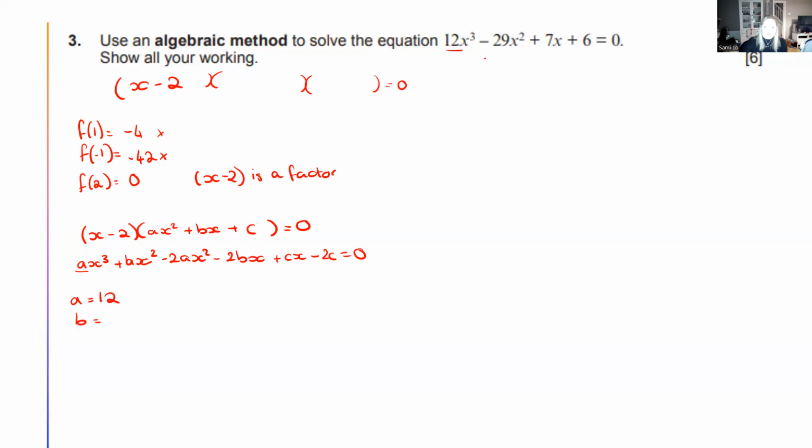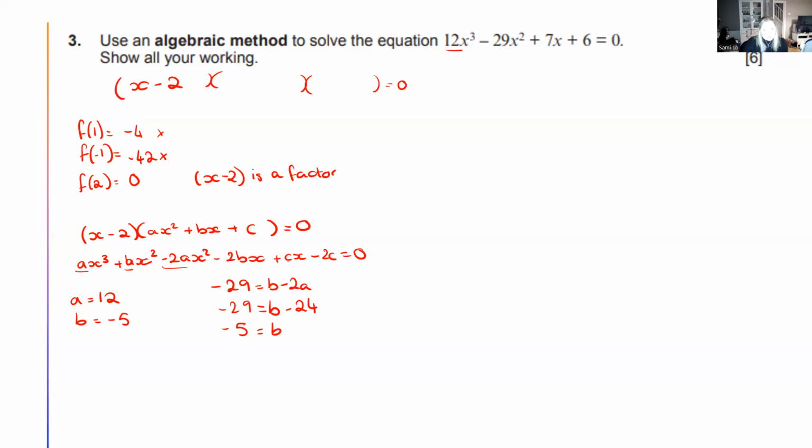Now, to find b, we're going to look at the next bit. I know in front of my x squared, -29 is the coefficient. So I've got b minus 2a. Well, I know a is 12, so 2 lots of that is 24. That means b is -5. Quick maths and all that. So I can write that in.